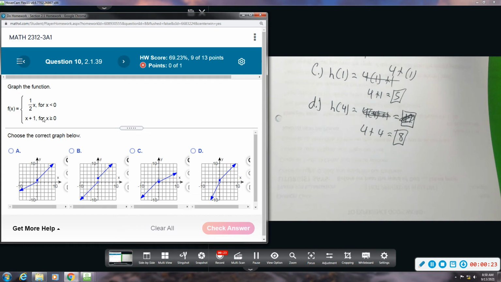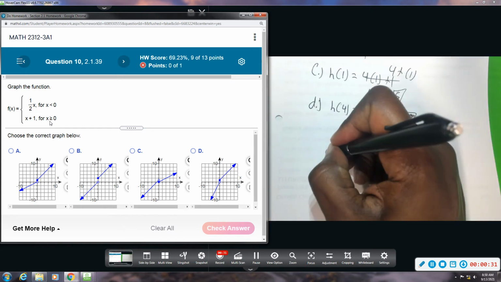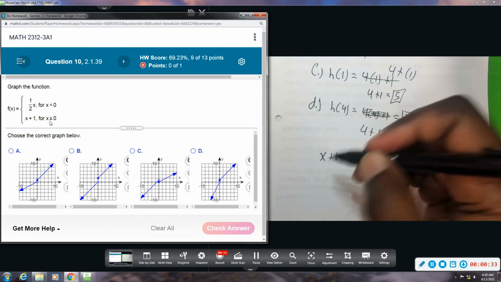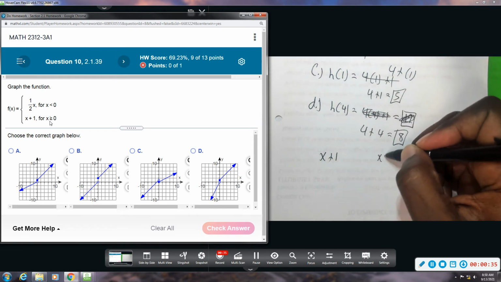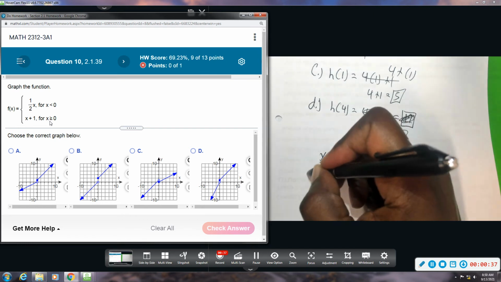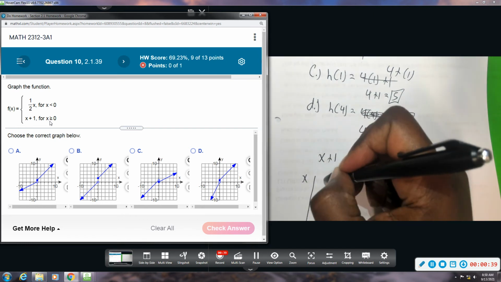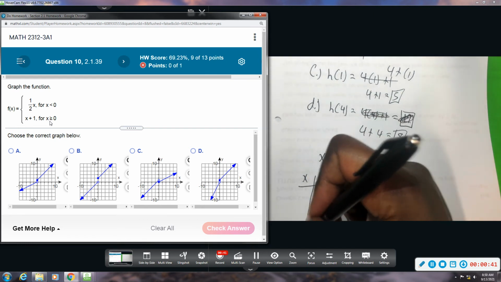x plus 1 when x is greater than or equal to 0. Okay, so let's check that out. We can just make some points. So I'm looking at x plus 1, and this is for x is greater than or equal to 0. So I'm just going to make some points, plug them in, and see what we're looking at.